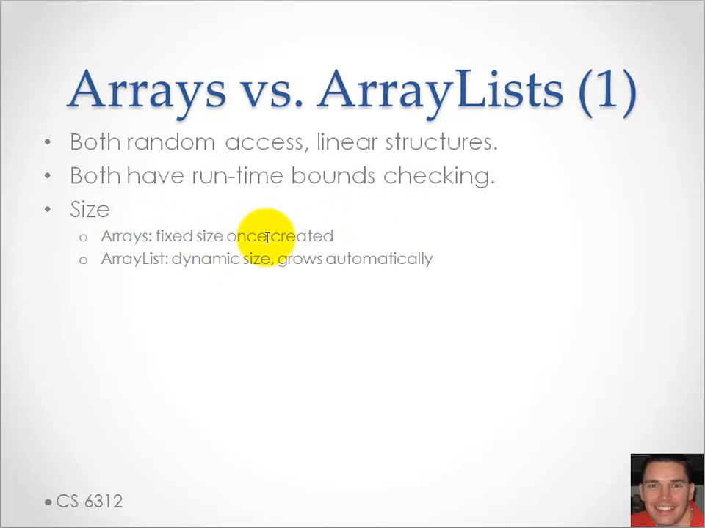An array is a fixed size once you have created and instantiated that array, and it cannot change. If you need to change the size of the array, what you have to do is make a whole new array and reinstantiate that. Whereas an array list is dynamic in nature, so the size can change over time by using your add and remove methods, and it's going to grow automatically or diminish automatically as your program runs.